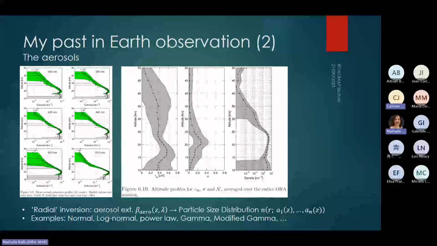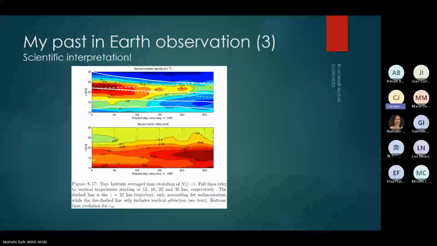Median size of the distribution, the width of the distribution, and the particle number density of the distribution. Okay, then you do the scientific interpretation.